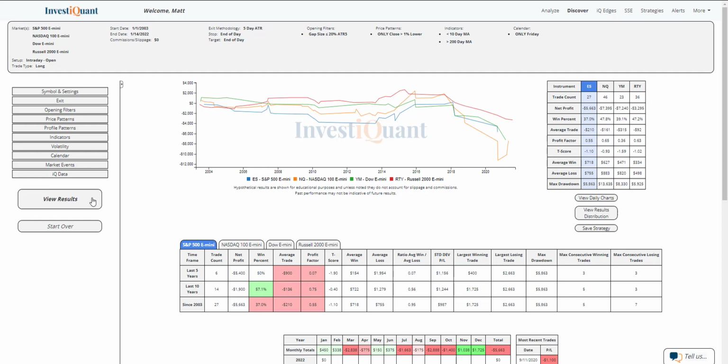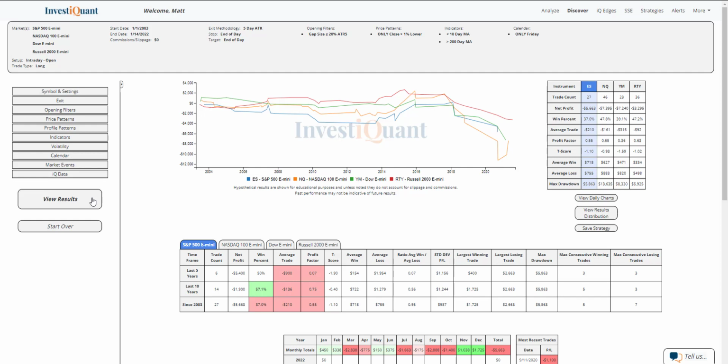All right, historically, we've got 27 samples in the S&P, 46 in the NASDAQ, 23 in the Dow, 36 in the Russell. The win rates on these are skewed a little bit towards the downside, with the S&P coming in at 37% of these having closed above the open for that day. The NASDAQ, it's 48%. The Dow, like the S&P, 39%, and the Russell, 47%. So all of these are under 50%.